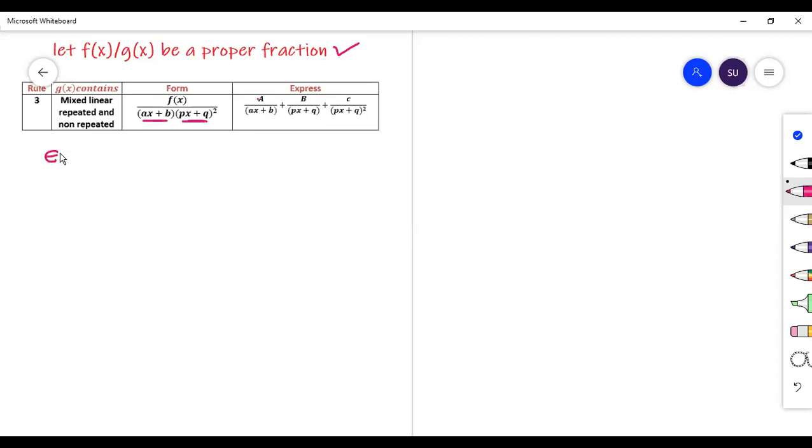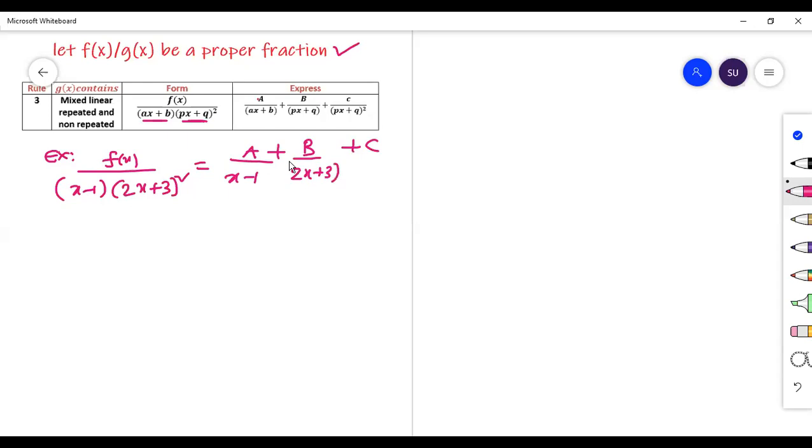For example, suppose f of x divided by (x minus 1) into (2x plus 3) whole square is there. Here x minus 1 is linear, 2x plus 3 is also linear, but x minus 1 is repeated only once and this is repeated twice. So anyway, all are linear only. Whenever linear terms are there, we have to write a, b, c. First write a by (x minus 1) plus b by (2x plus 3). This is repeated, so we have to start the repeated one with the single, that is 2x plus 3.